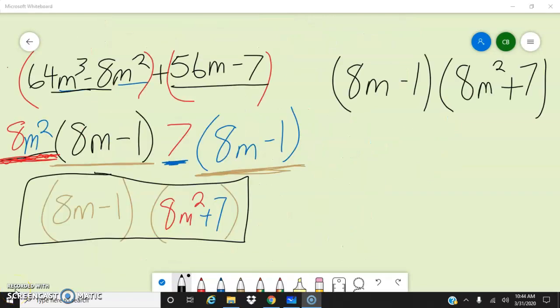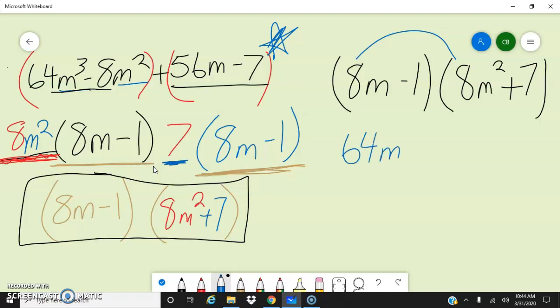And now to check our answers, we can go back and FOIL our two binomials. We can FOIL those, and we should get what we originally started with up here. Okay, so let's go ahead and FOIL this out and see what we get. So 8m times 8m squared is going to give me 64m cubed. Now I'm going to go outside. So 8m times 7 is going to give me 56m.